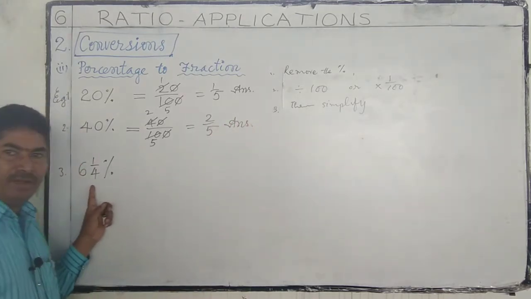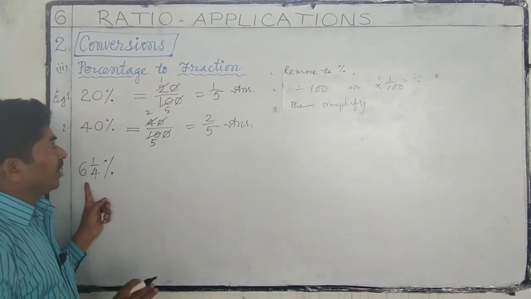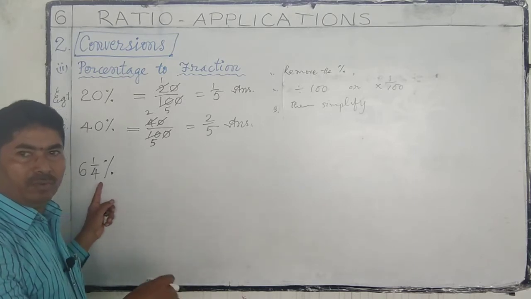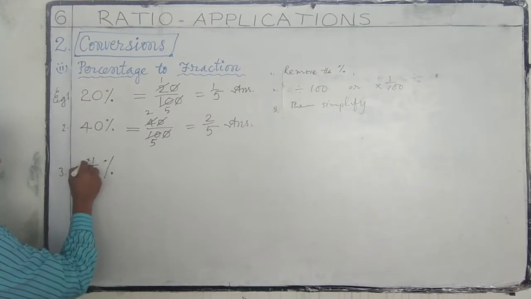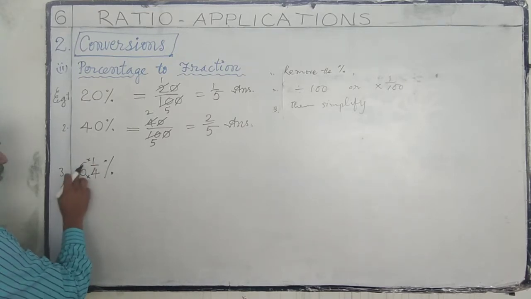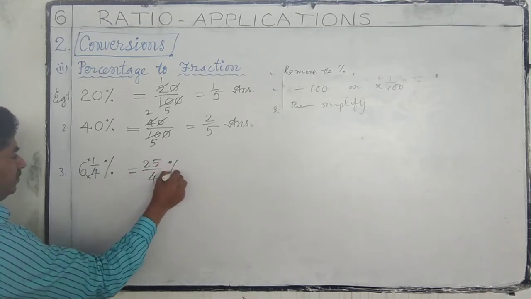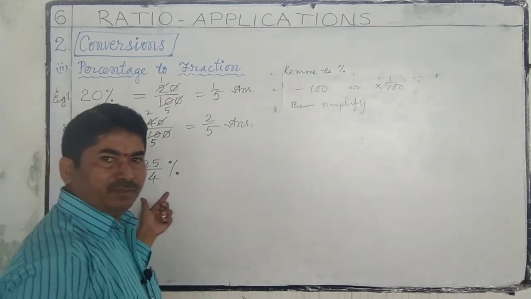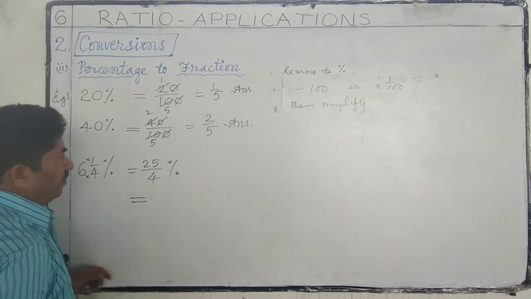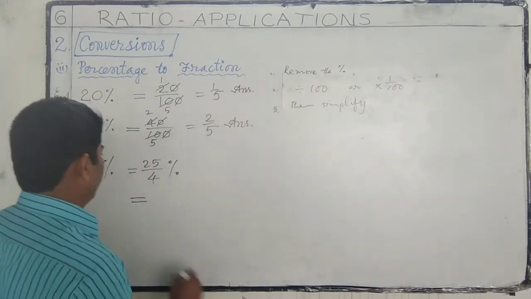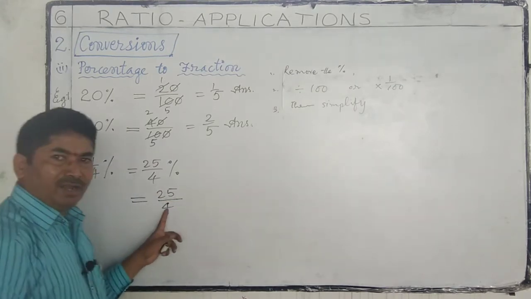Next, here we have a mixed fraction. To convert a mixed fraction into an improper fraction, we have to follow like this. 4 6s are 24, plus 1 is 25, so 25 by 4 percentage. Now here we have a common fraction. Now we can follow those rules. 25 by 4. Here we already have 4.